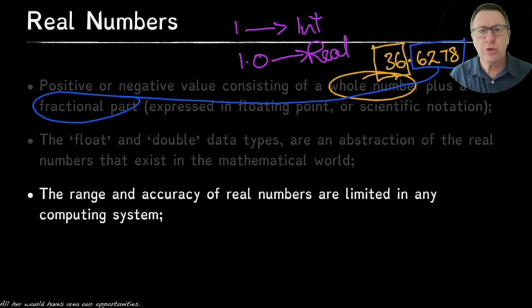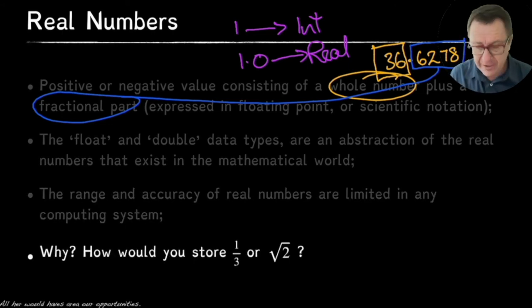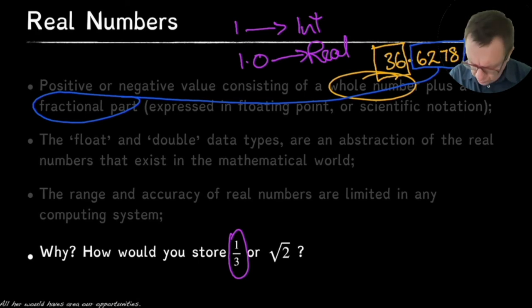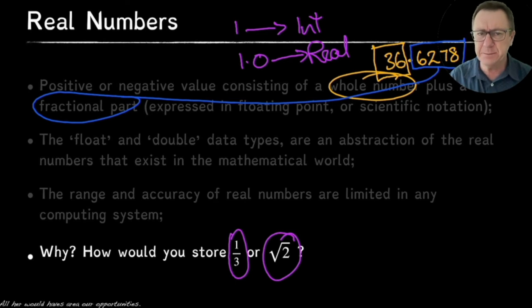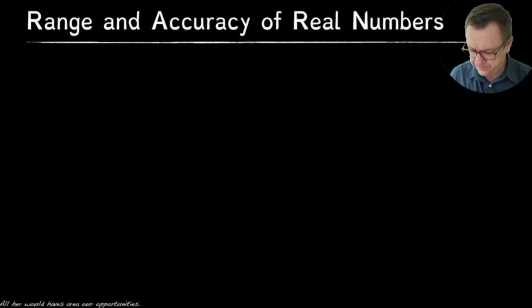Now, the range and the accuracy of our real numbers within a computer are limited. And I think sometimes people forget that. We think the computers can be really precise, and they can. But there's still a limitation to that accuracy. For instance, if you think of 1/3, or the square root of 2, represented in just that format, we can live with that. But when we actually do a calculation with those, it becomes a little bit more complicated.